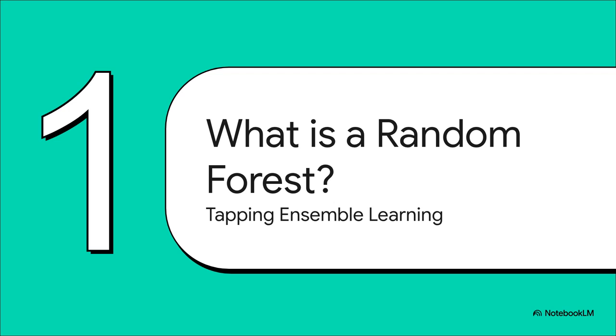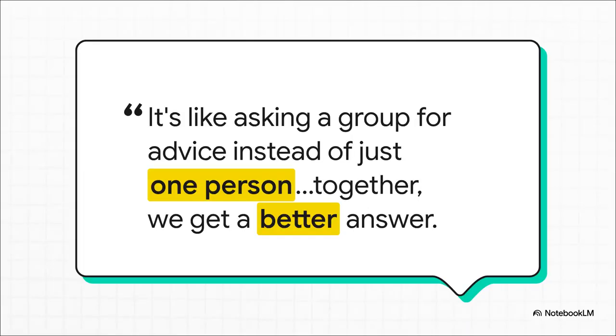Well, it's a perfect example of something called ensemble learning. An ensemble is just a fancy word for group. In machine learning, it just means we're combining a bunch of different models to get a much better result than any single one of them could give us alone. This quote just nails it, doesn't it?